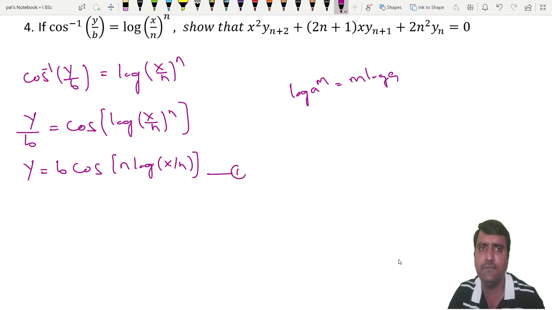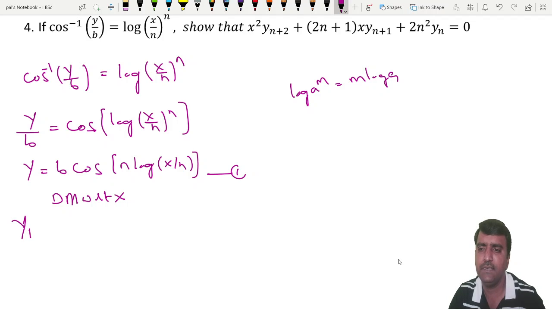You differentiate with respect to x. In the result we want y n plus 2, which means we have to differentiate 2 times first, and after that we apply nth differentiation to obtain y n plus 2. So differentiate with respect to x.